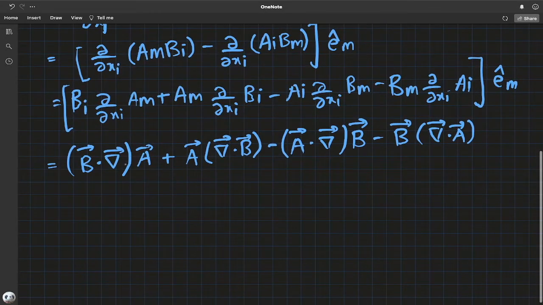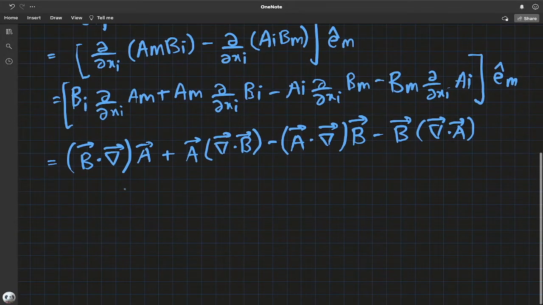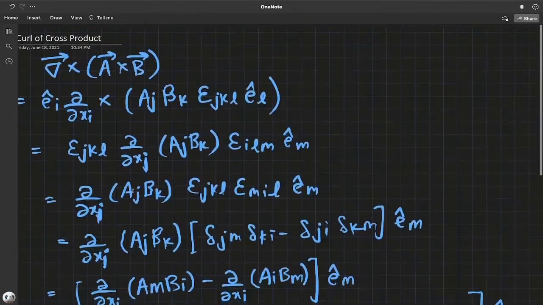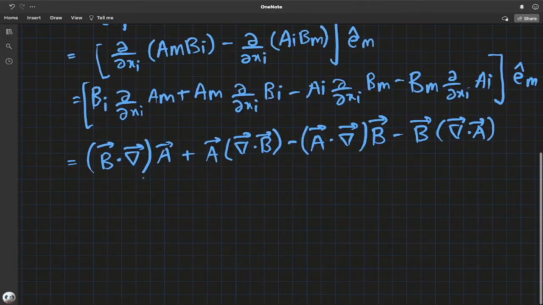So yeah, this was a little hard to notice because of this new operator, this dot del operator. But yeah, this is what this turns out to be.